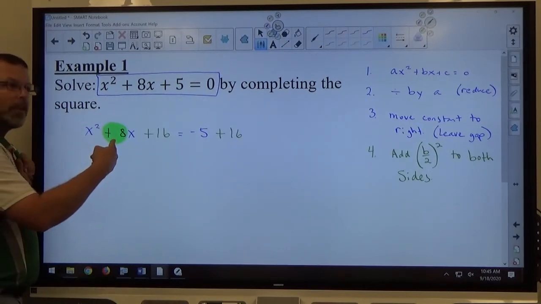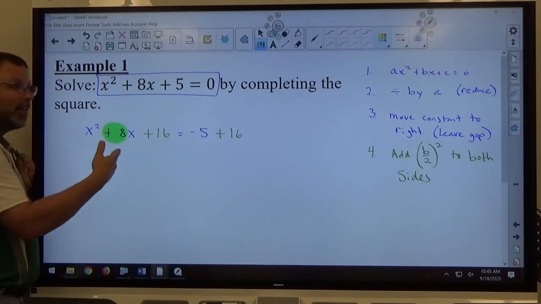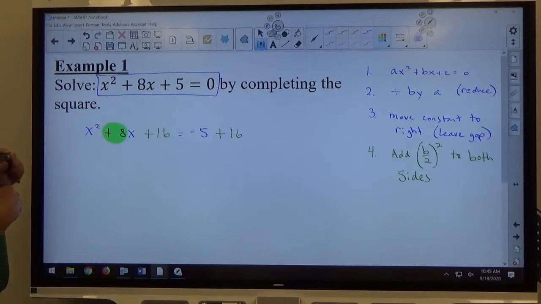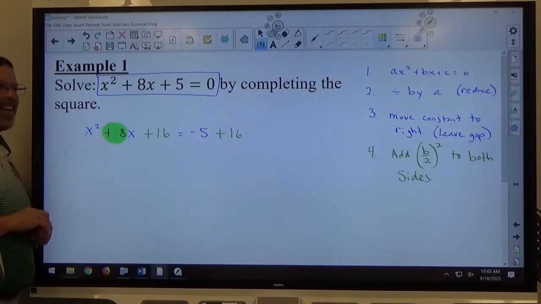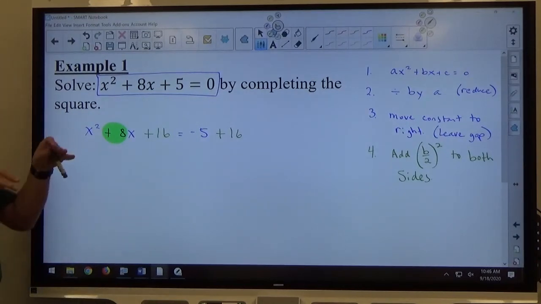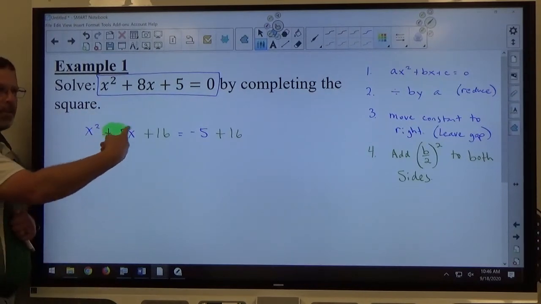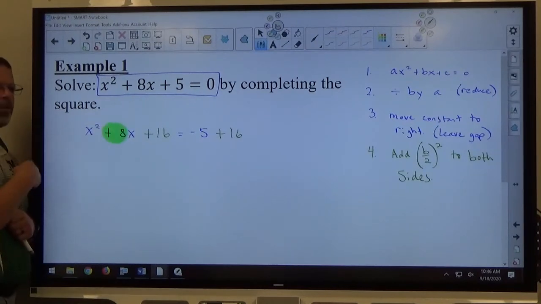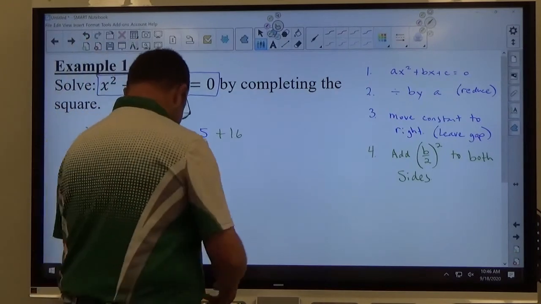If it's a nice, pretty even number like 8, it's easy to do, right? If it's an odd number, it's a little bit more challenging. Look at example 2. If it's odd, it'll be harder. So again, when we get to a harder one, we'll take a look at it. But when it's even, half of an even is a whole number, and then you square it. So half of 8 is 4, 4 squared is 16. That's our magic number. All right, moving on to step 5.